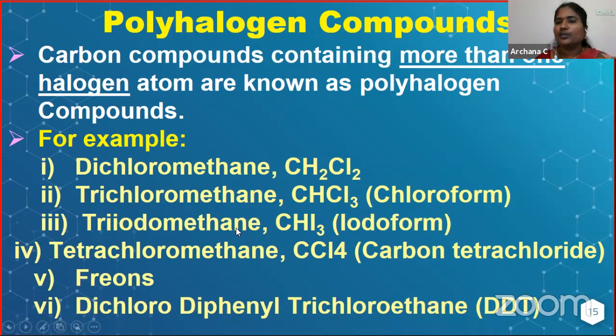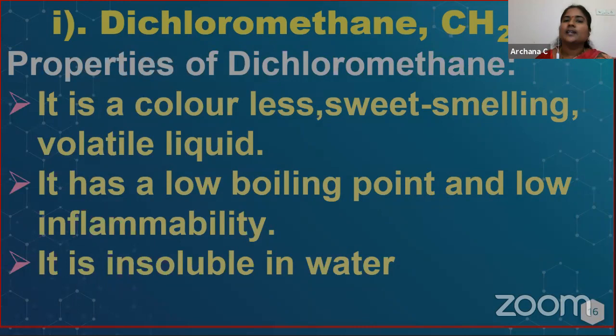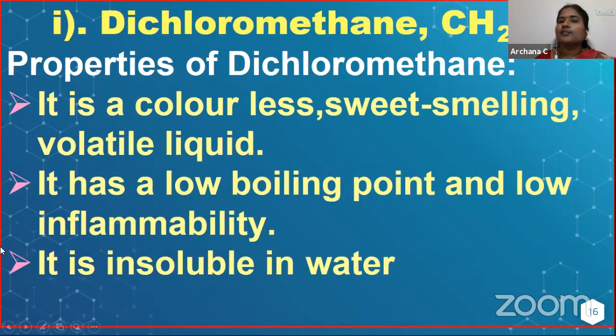Many polyhalogen compounds are there, but we are going to discuss some of the important ones here. We will discuss one by one with the preparation, properties and uses. The first one is dichloromethane. What is the formula for dichloromethane? Di means two, so two chlorines are there. How many carbons? Only one carbon. So this is dichloromethane.